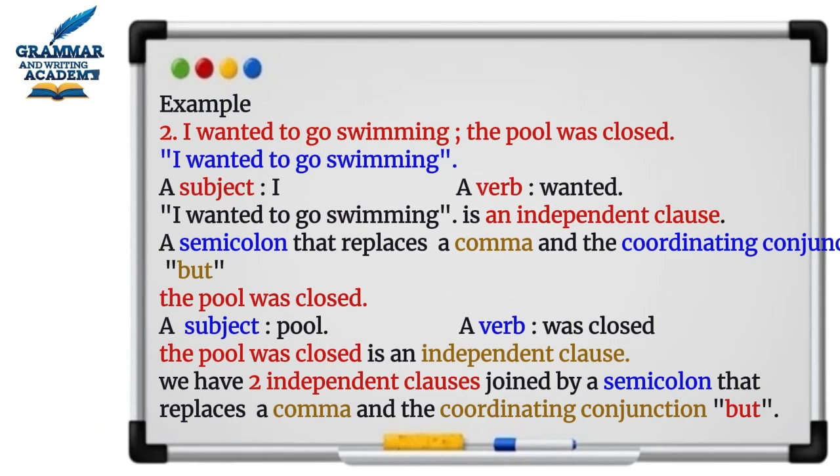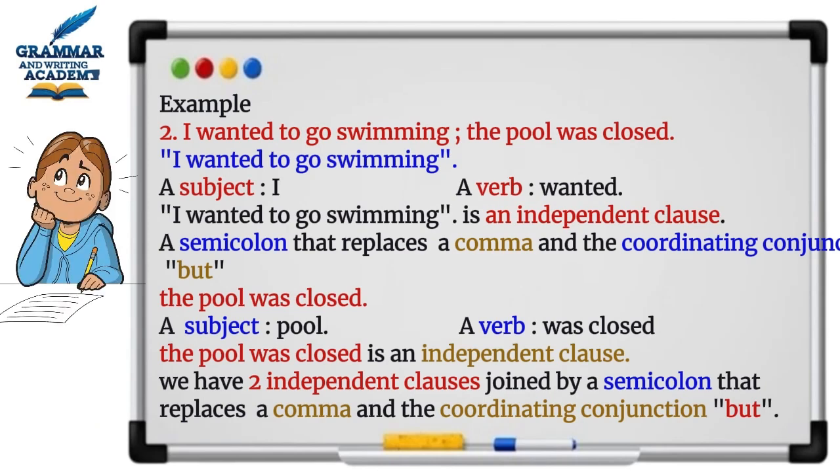So, example 2. I wanted to go swimming; the pool was closed. I wanted to go swimming. Here we have a subject which is I, a verb which is wanted. We have both a subject and a verb, and we have a complete idea. That is why I wanted to go swimming is an independent clause.